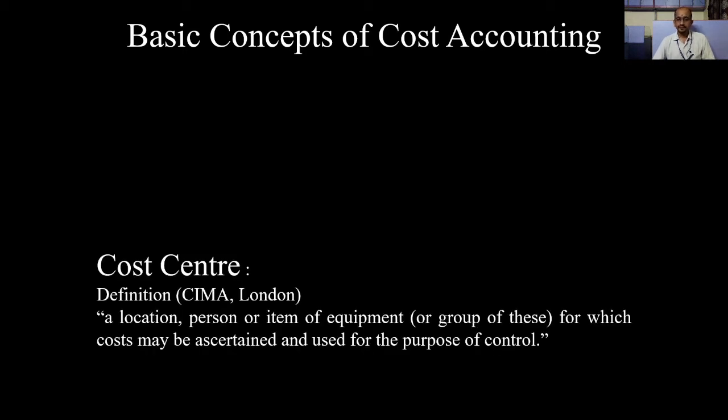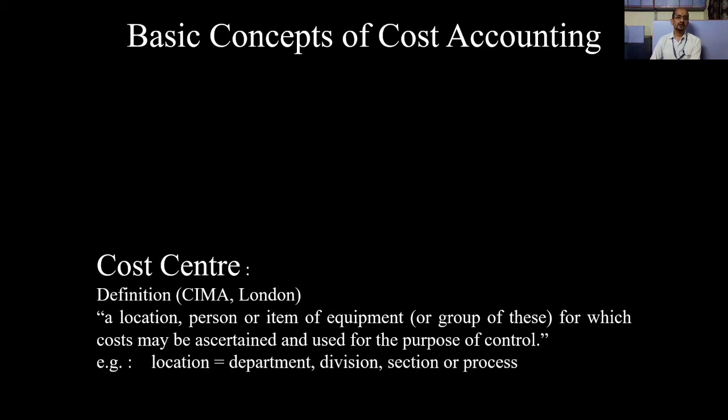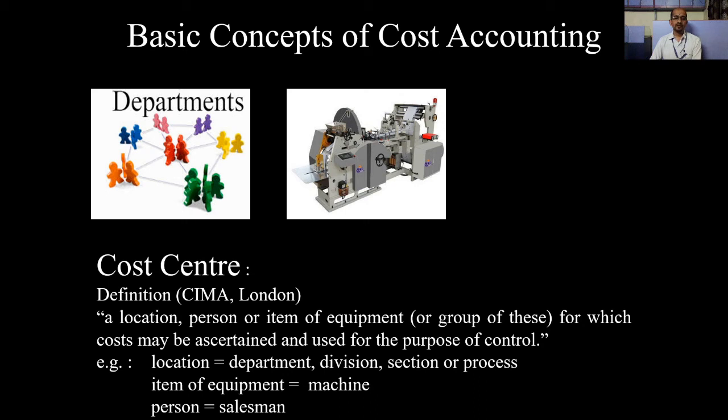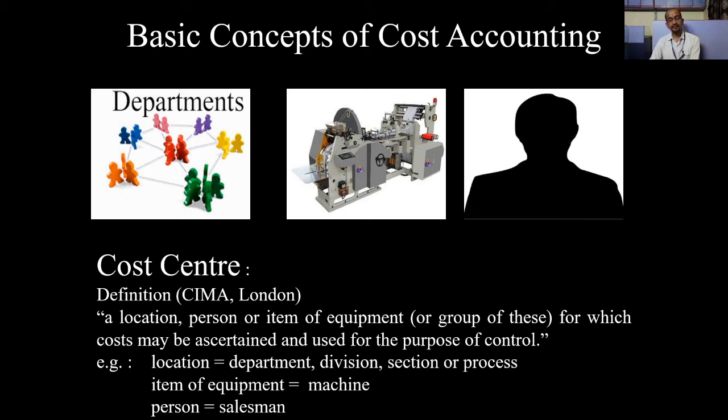And next, our concept is cost center. What do you mean by cost center? The definition is: a location, person, or item of equipment, or a group of these, for which cost may be ascertained and used for the purpose of control. So in this definition, three things are given. It may be a location, such as a department, division, section, or process. Or it may be an item of equipment, like a machine. Or it may be a person, for example a salesman, a production manager, an HR manager, a foreman, or a supervisor.